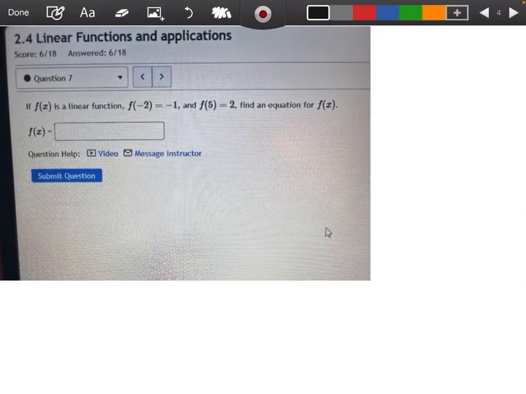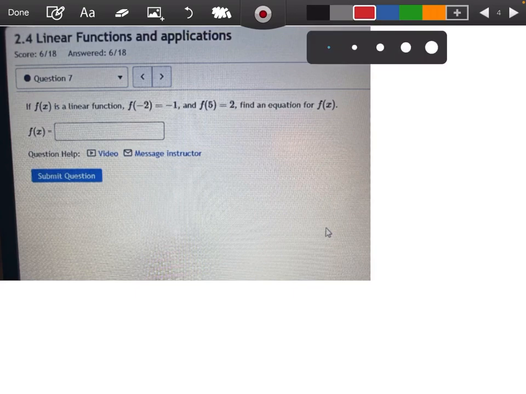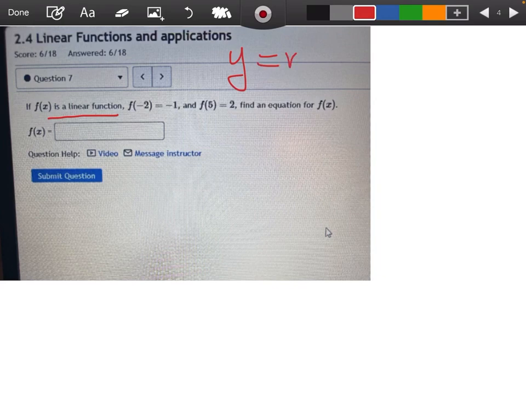All right, y'all. This is a homework question at 2.4. This is question number 7, and we're trying to find the equation for f of x. So let's look at a couple of things. First off, they tell me it's a linear function. So y'all, since it's a linear function, we're going to be using our y equals mx plus b, okay?